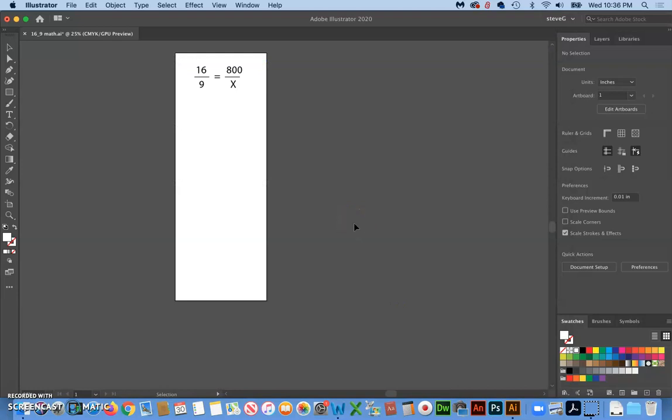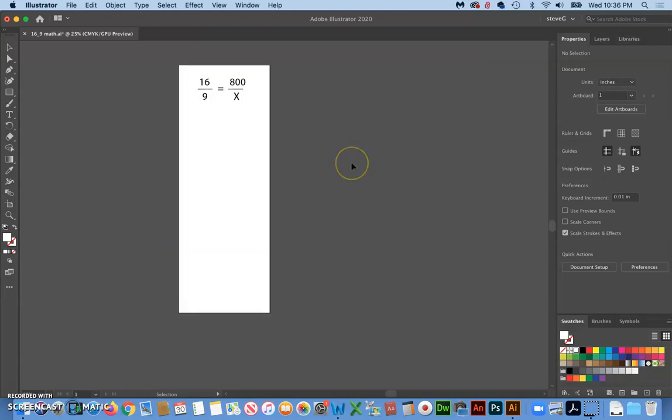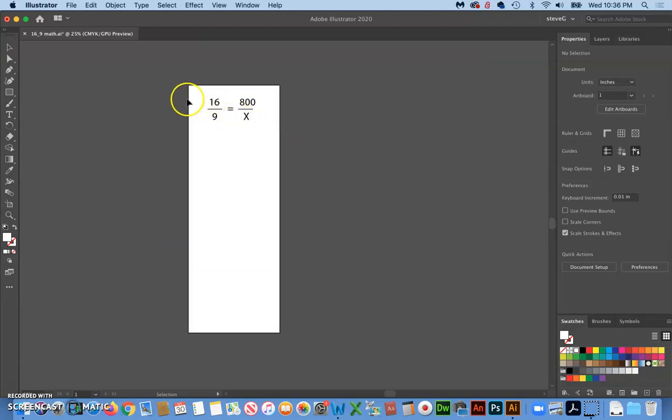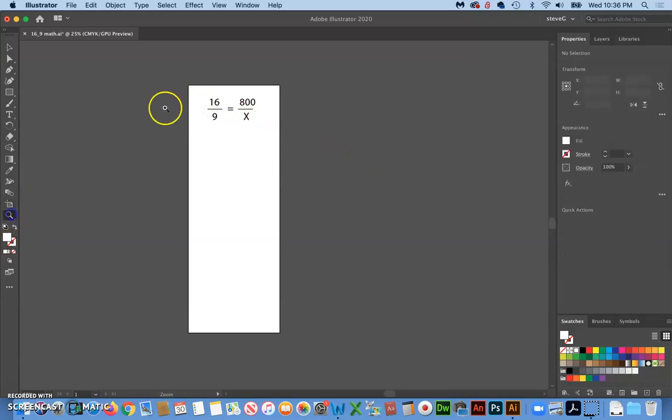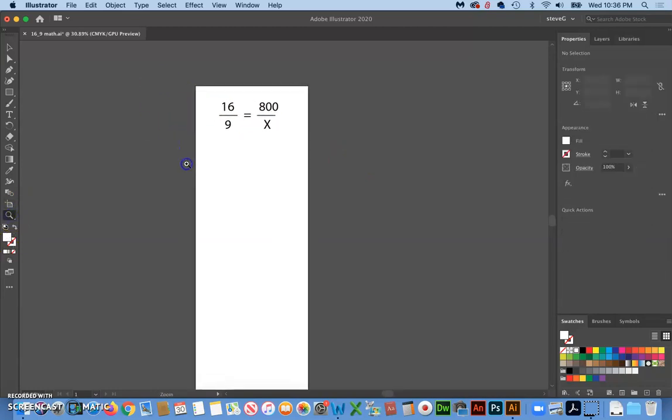So it's basically algebra, yuck, right? But here's one of those cases where your algebra teacher was right. You may need these story problems someday in your life. Well, here you go. Okay, so basically what you're saying here is that 16:9, or 16/9, equals 800 over some other number, what is the variable, what we're trying to figure out.